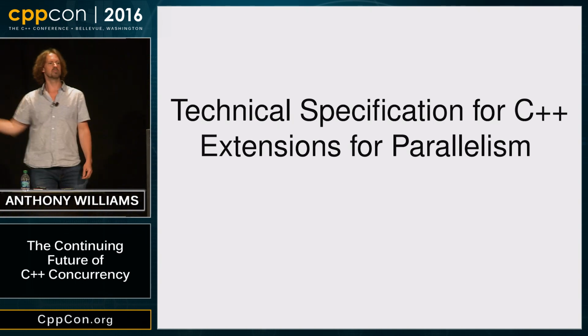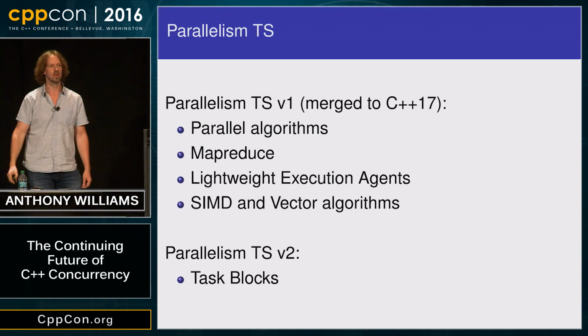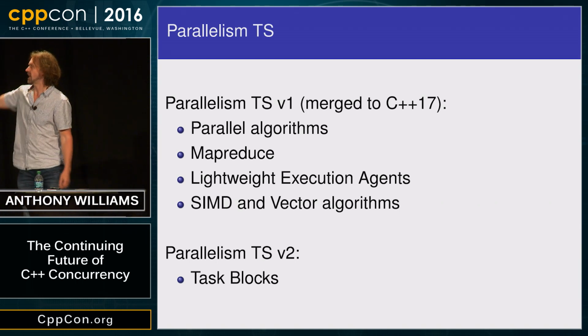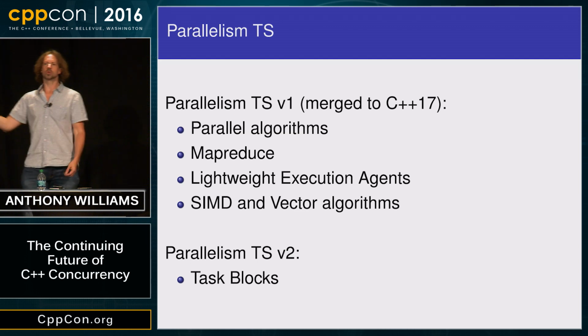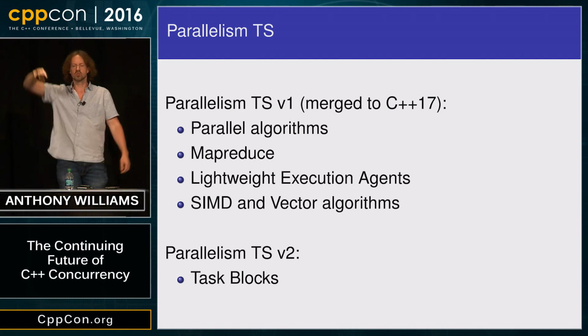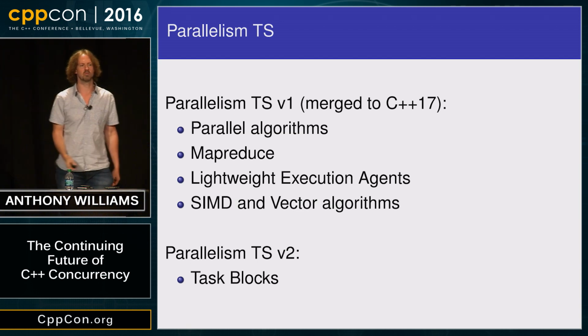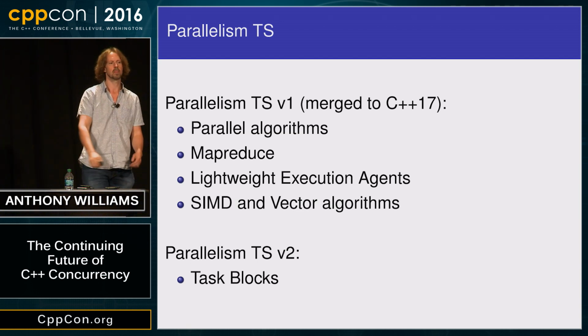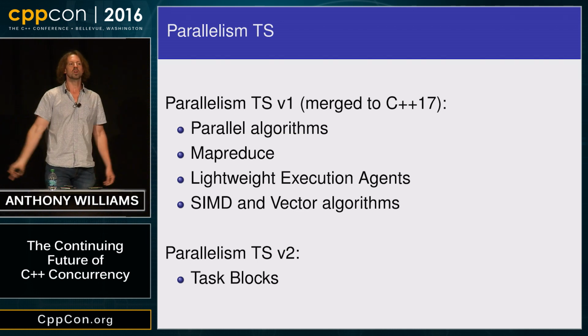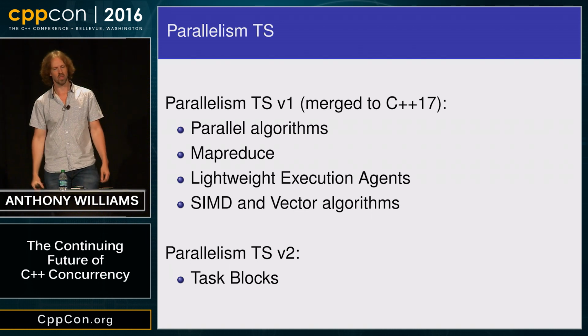So there's also a specification for parallelism. We've got TS1, which is now merged into C++17. Got parallel algorithms, including MapReduce, or something similar. It's called transform reduce. It's not quite the same spec as people might expect from MapReduce, but it does essentially the same thing. We have lightweight execution agents and the potential for SIMD and vector algorithms.